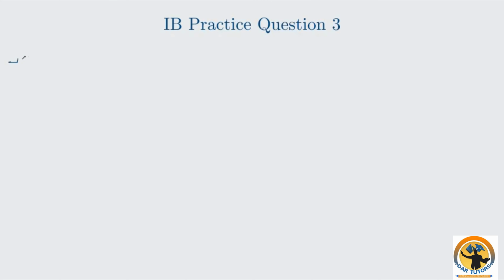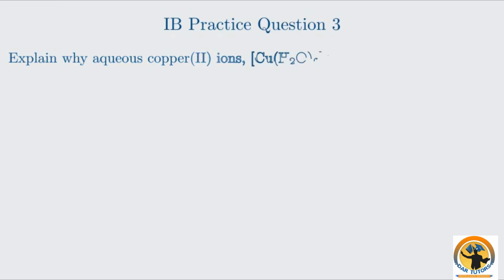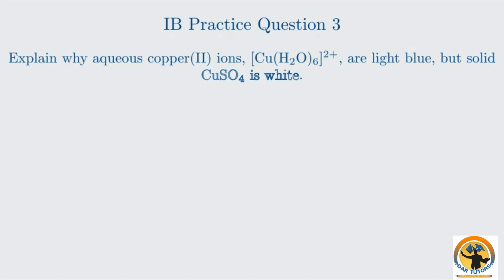Question 3 asks us to explain why the aqueous copper-2 ion, [Cu(H2O)6]2+, is light blue, while the solid copper-2 sulfate, CuSO4, is white. This tests our understanding of the color and d-d transition concepts. Let's first analyze the aqueous solution.